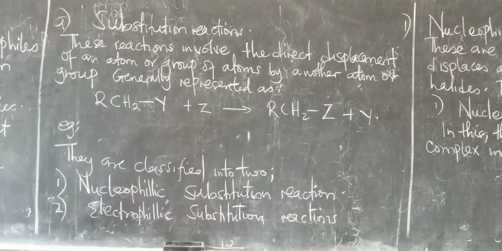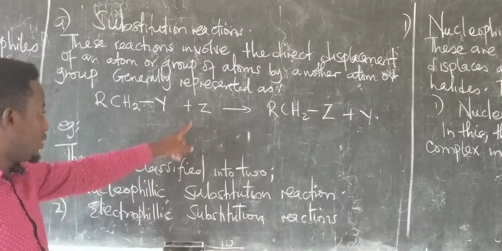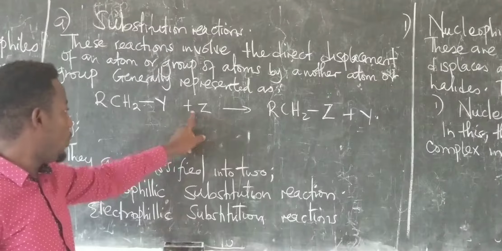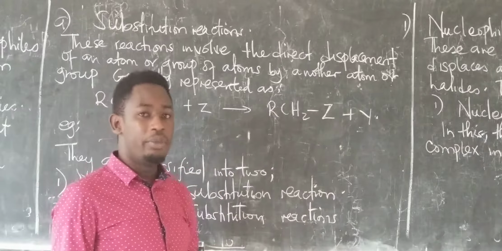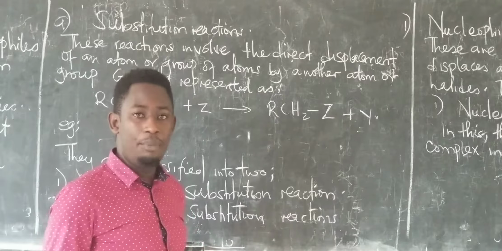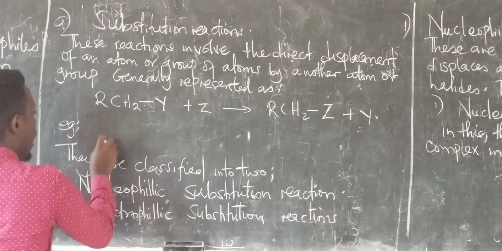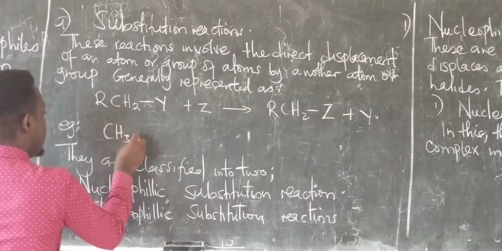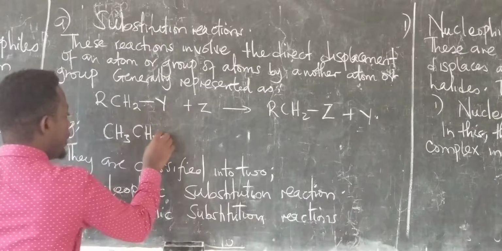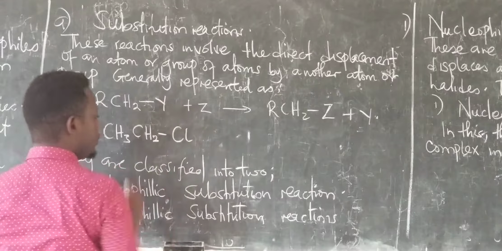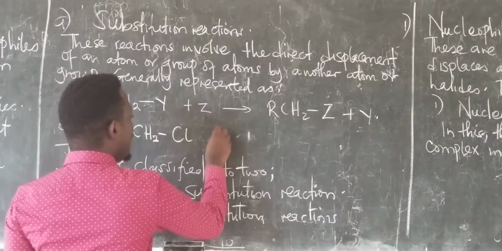And we're saying generally, they are in this format. You are just getting this one, you are replacing it with Z. So where there was one, you get a Z there. Where there was a Z, it has been replaced by one. And a clear example we can have, for example, CH3CH2Cl. Are we together?